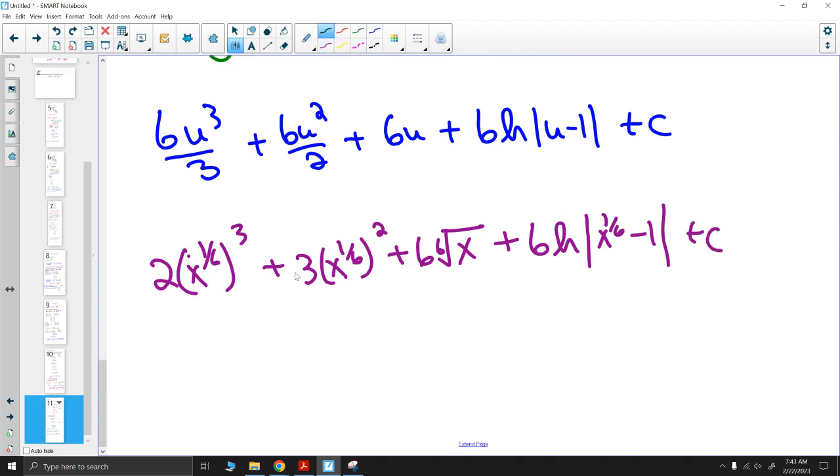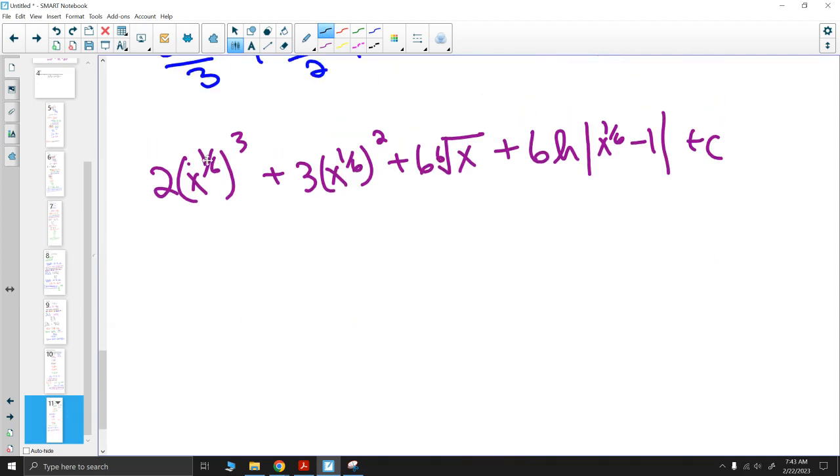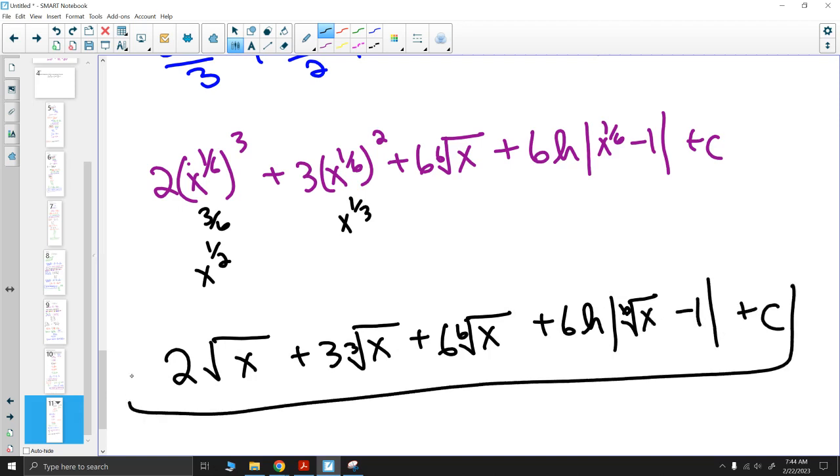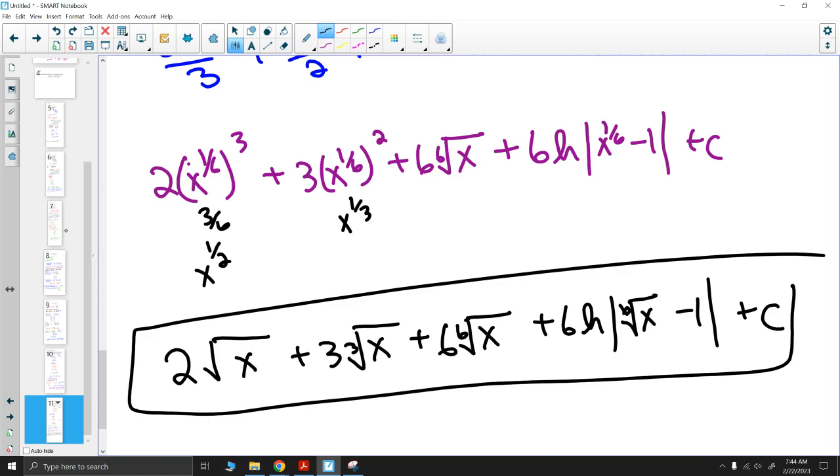And one last simplification. As a reminder, this would be like 3/6, so that is 1/2. This would be 2/6, so that would be x to the 1/3. Okay, so that is 2 times the square root of x plus 3 times the cubed root of x plus 6 times the 6th root of x plus 6 natural log of the 6th root of x minus 1 plus c. And that is our integral.